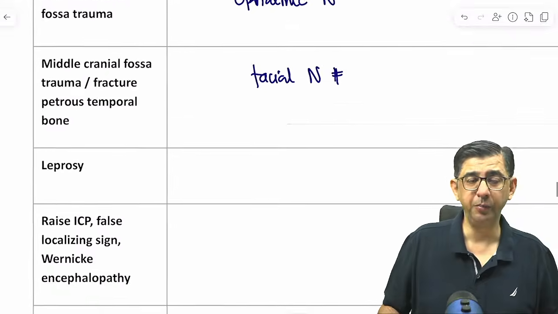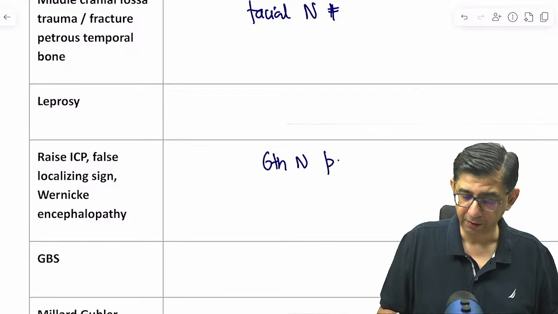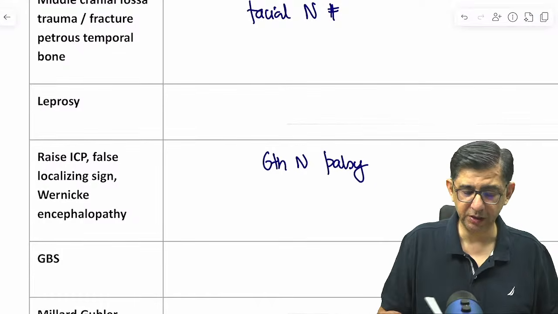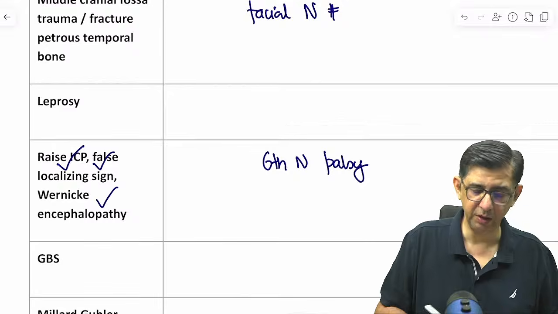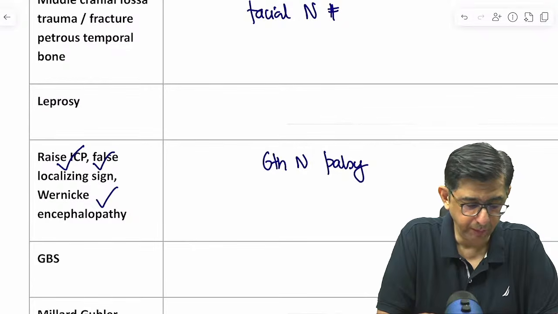For raised ICP, it is sixth nerve palsy. Sixth nerve palsy is what we read for raised ICP, false localizing sign, Wernicke's encephalopathy. Which is the commonest cranial nerve that is involved in leprosy?